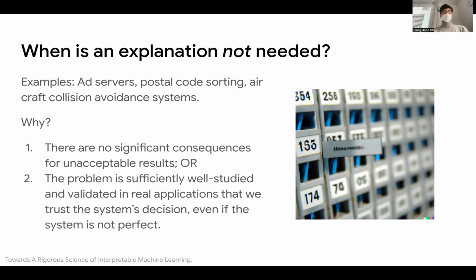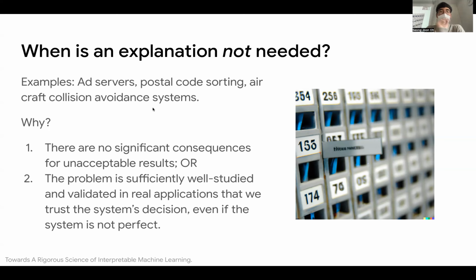Yeah, I don't fully agree with those examples yet. The reasoning they have is that there are no significant consequences for unacceptable results, or the problem is sufficiently well studied and validated in real applications that we trust the system's decision, even if the system is not perfect. I think the reasoning is kind of good, but I think the examples are not good.